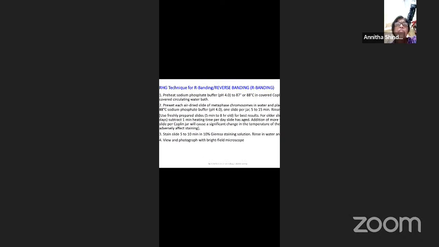The next is the reverse banding, R banding again. What are the materials required? Sodium phosphate buffer, air-dried slides, Giemsa staining solution, Coplin jars, and a circulating water bath. These are the things required. Then this is the procedure you have to follow. So this is all about the different types of banding techniques.